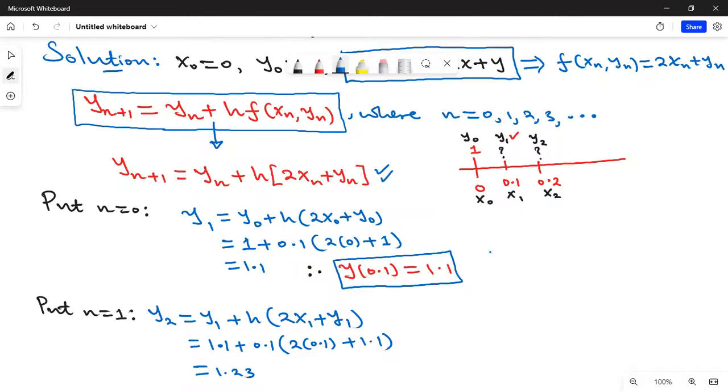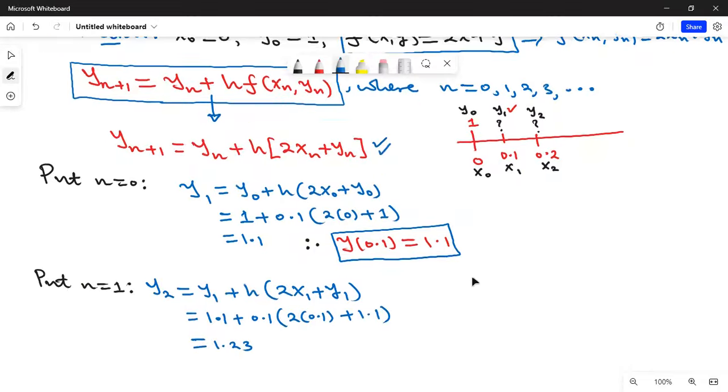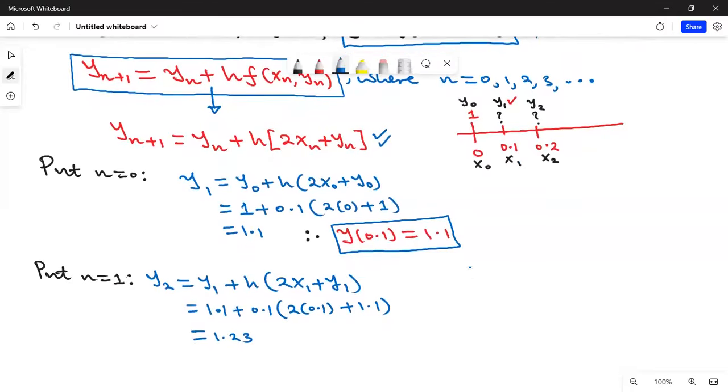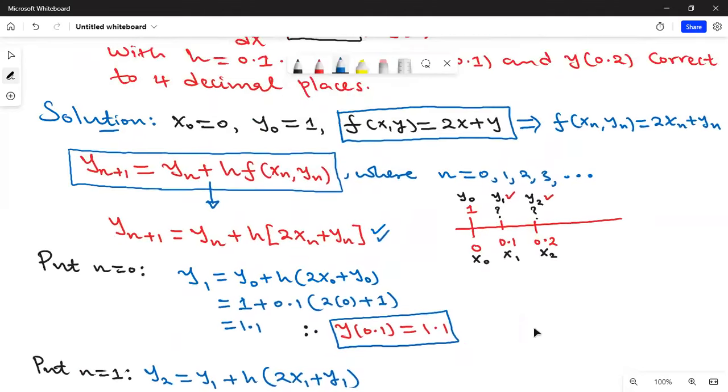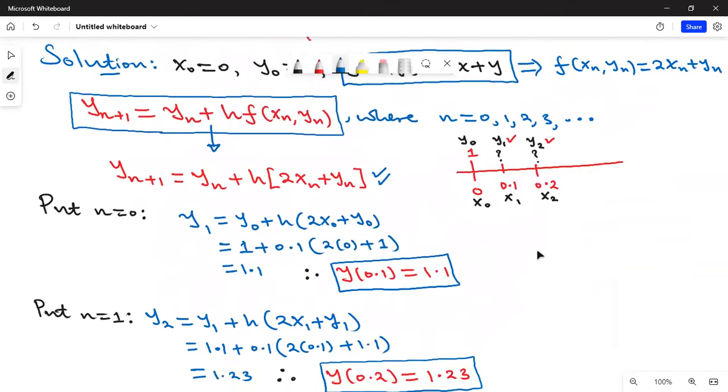And so what does it mean? That y at 0.2 is equal to 1.23. So you can say here that therefore y at 0.2 is equal to 1.23. It is the value of y2. Again, I'll bracket this. And so if we look at our question, we have answered what you are required to find. So this is how to use Euler's method to solve initial value problem.